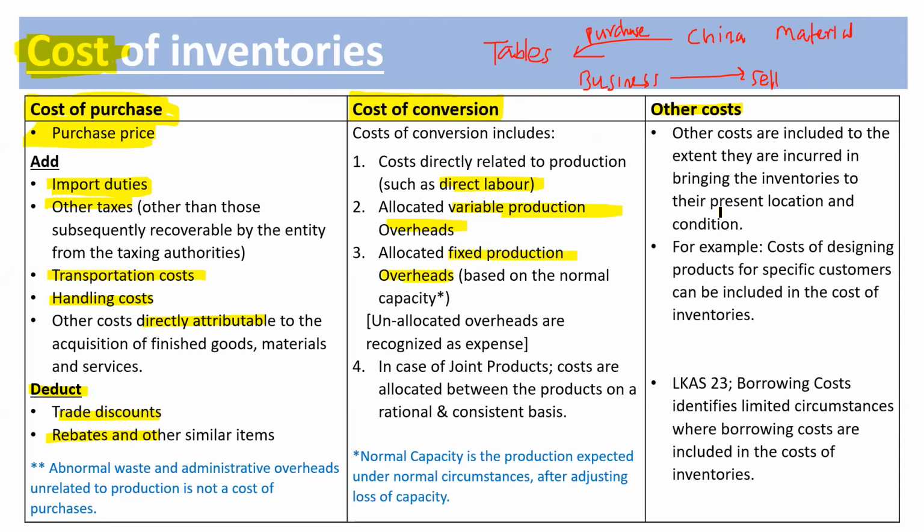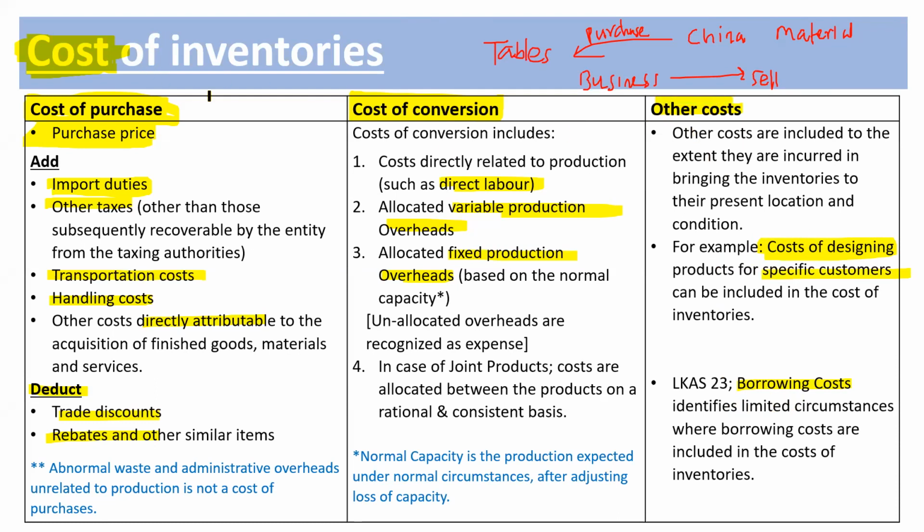Then other cost, like sometimes we will add the interest in borrowing cost, or sometimes let's take this example, cost of designing. Let's say there is a customer who wants to have a special design. For a specific customer, we make a special designing. So for that, you might spend some expenses. So that special expense or special designing expense is other cost.